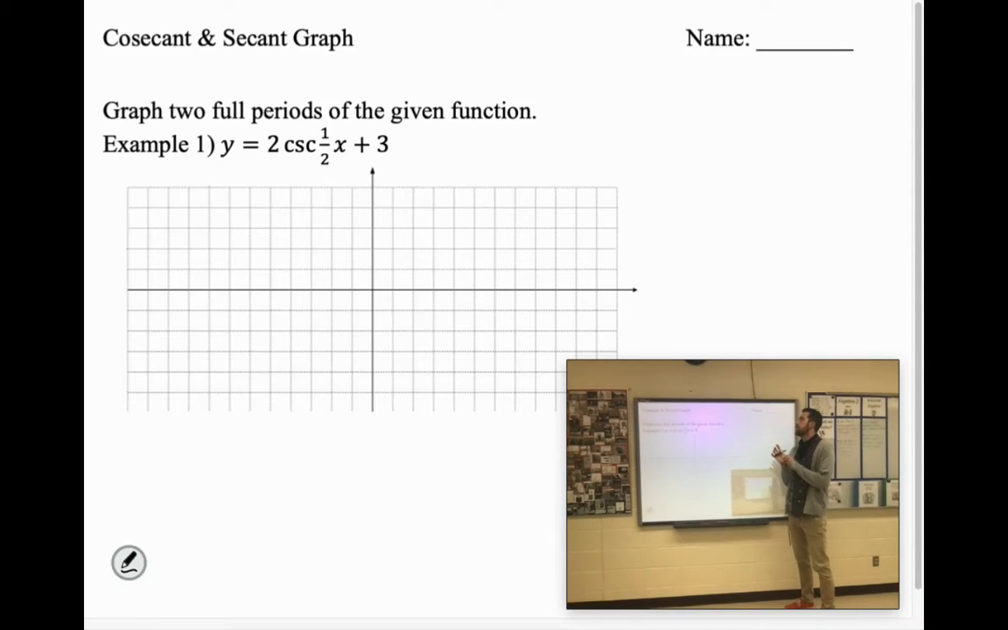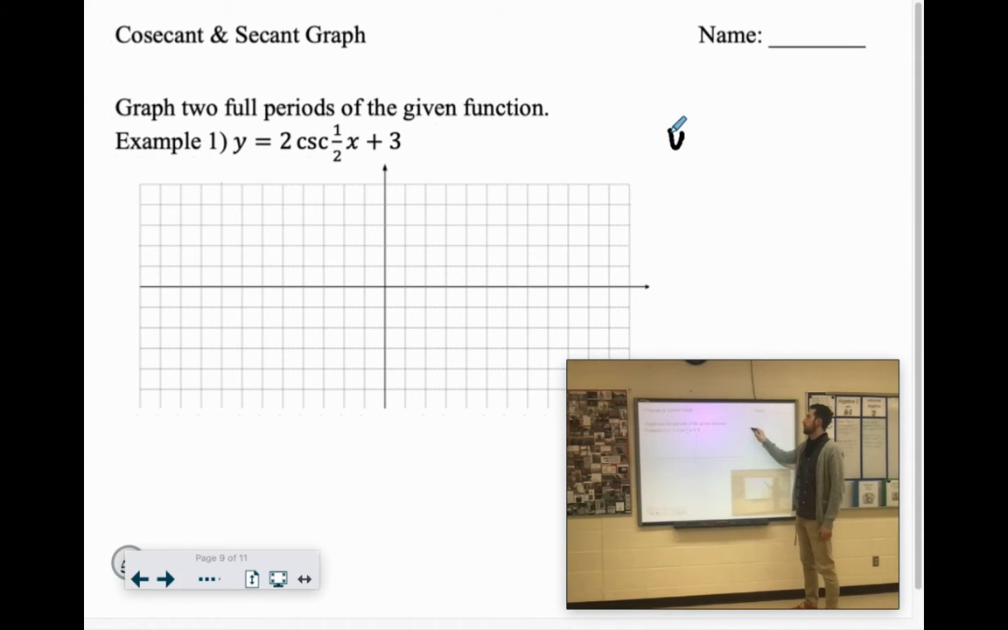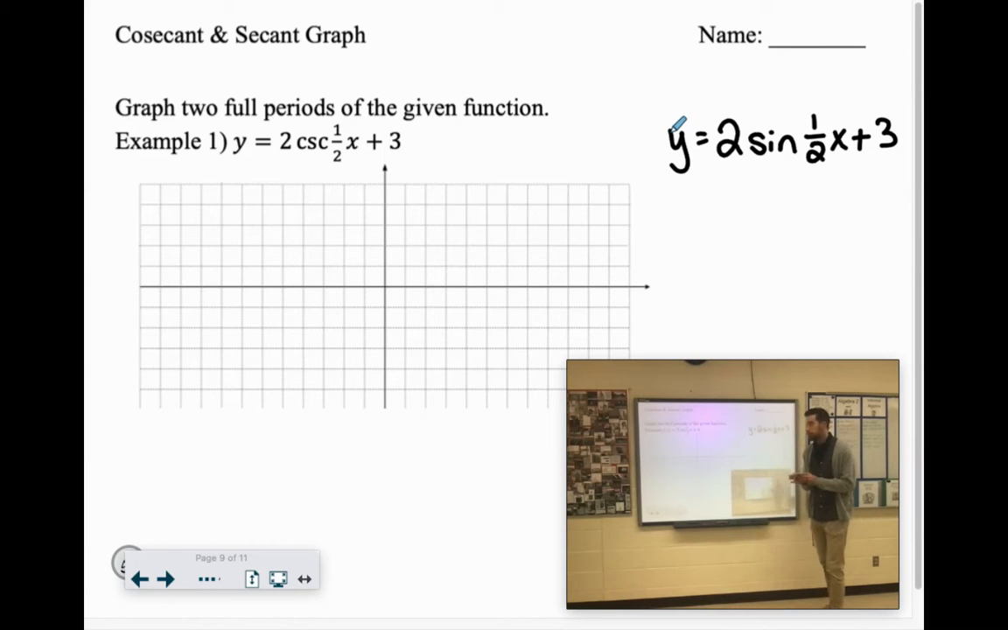Yes, hello. All right, graph two full periods of a given function. Cosecant is the reciprocal of sine. So we are going to graph y equals 2 sine 1/2 x plus 3. Let's think about those transformations.